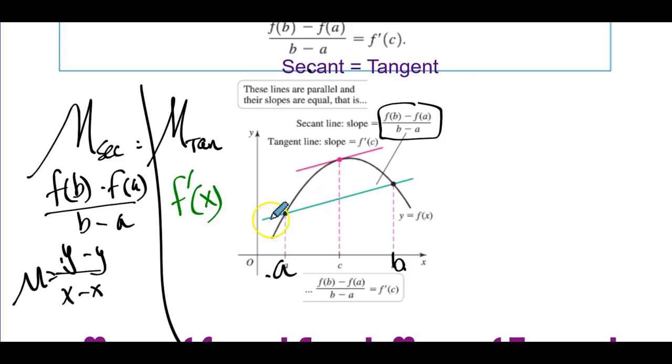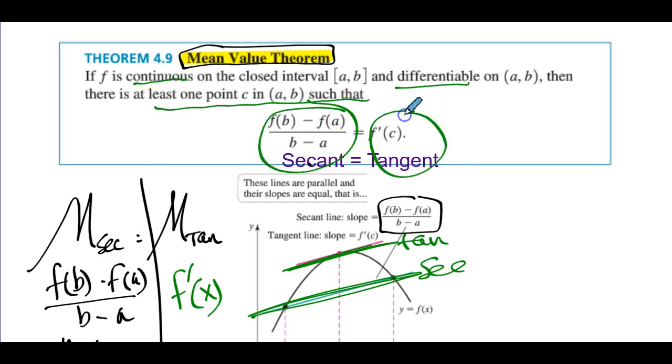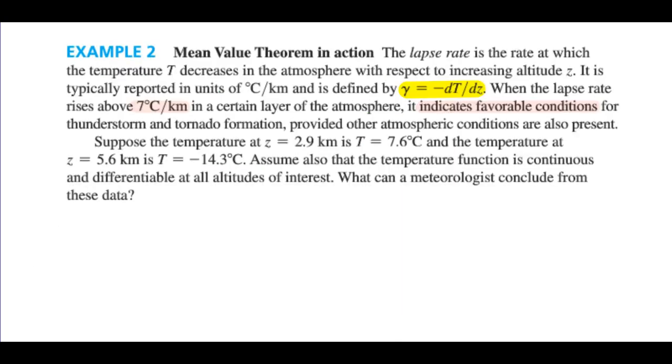So if the slope of the secant, which crosses twice, is equal to the slope of the tangent, which only has one point of intersection, then, well, it's got to be continuous and differentiable on that interval again. There's at least one point such that the slope of the secant will equal the slope of the tangent. So that's the mean value theorem.